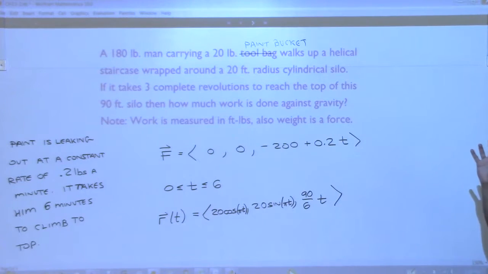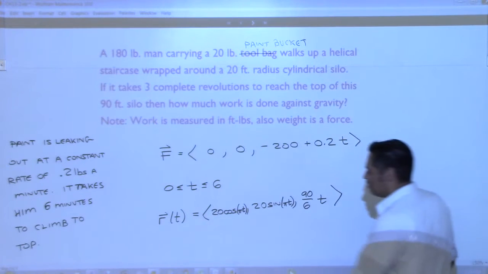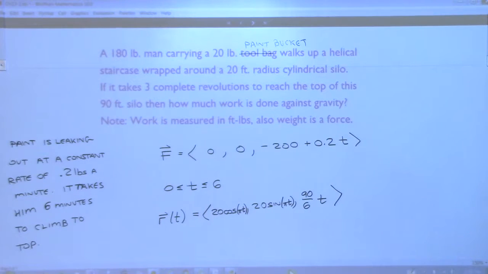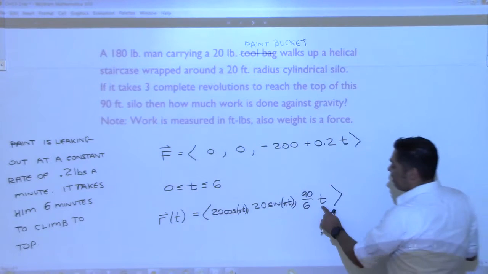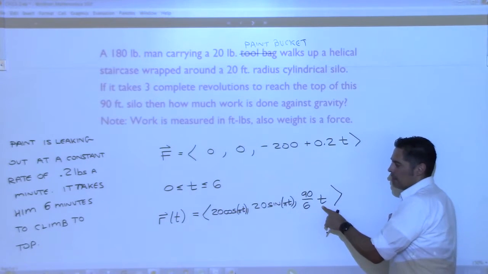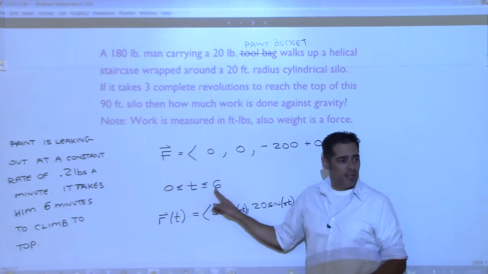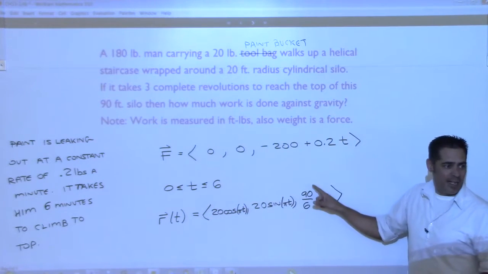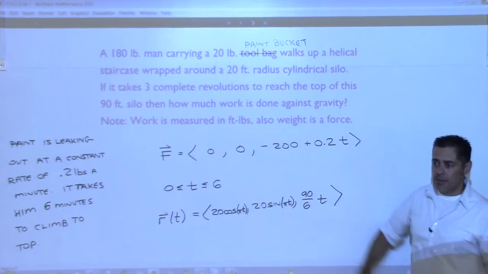I thought I saw a hand. Question, comment? I had a hand up when you wrote 6. When I wrote 6, yeah, I would have too. Thank you. All right, so we good? Does everyone agree that that's going to wrap us around and move us up? No pi on the t? Not here. Because t is going to go from 0 to 6, right? So if I go 0 here, I'm at 0. If I go to 6, I'm at 90.